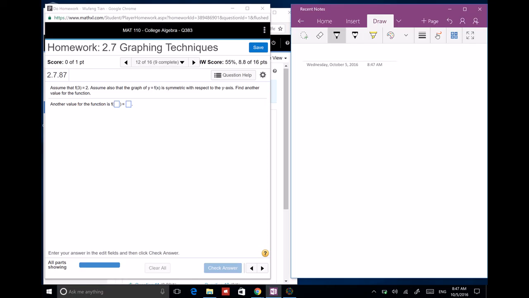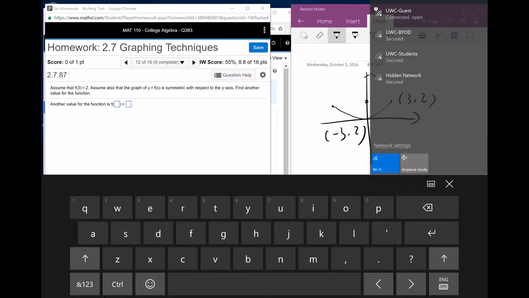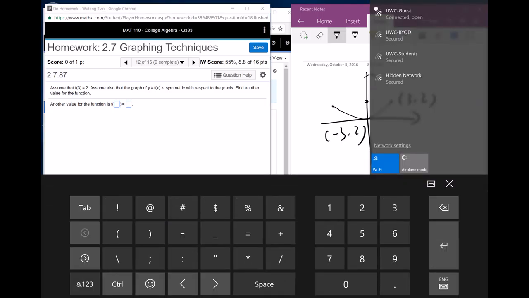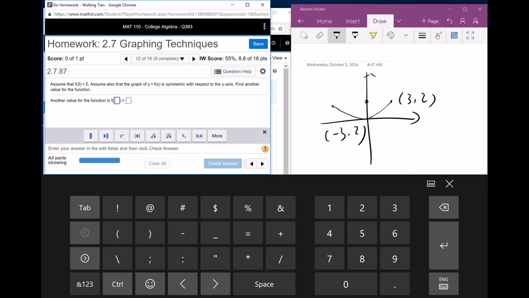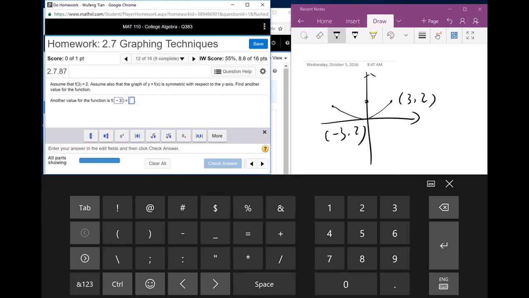Assume that f(3) equals 2. Assume that y equals f(x) is symmetric with respect to the y-axis. Find another value of the function. So if it's symmetric with the y-axis, you get (3, 2) here. Then you have another point at (-3, 2). Okay, so you got f(-3) equals 2.